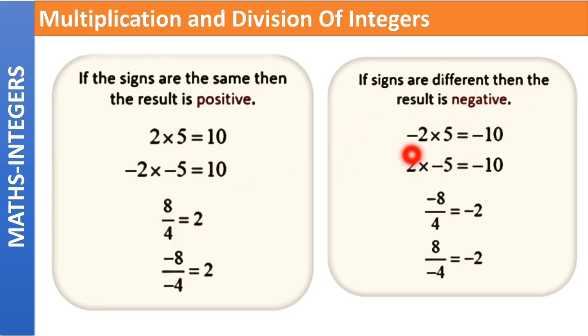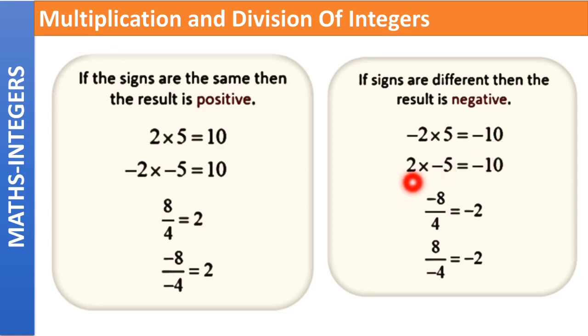Now look at this multiplication here. Minus 2 into 5. First look at the signs. 2 is having a negative sign and 5 is a positive number. Negative and positive, both the signs are different, right? So what will the result be? The result will be negative. The result is having a negative sign because both the signs given in the question are different. Coming to the absolute values, 2 into 5 is equal to 10.